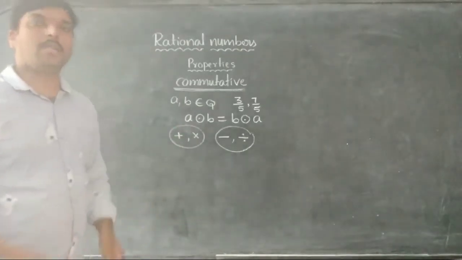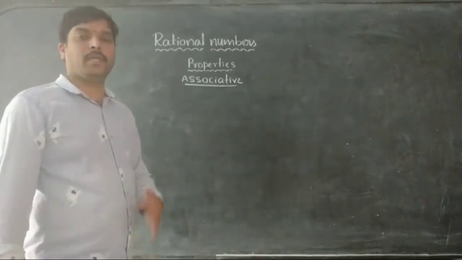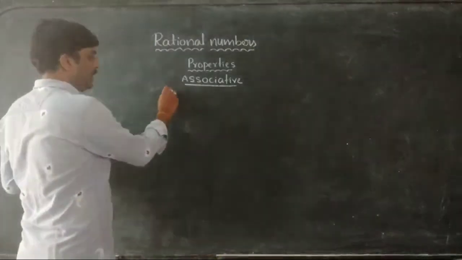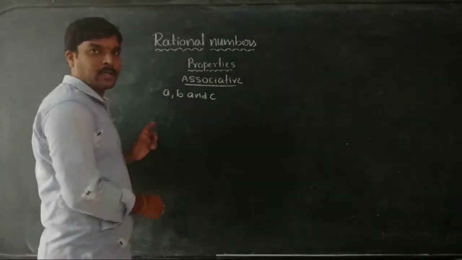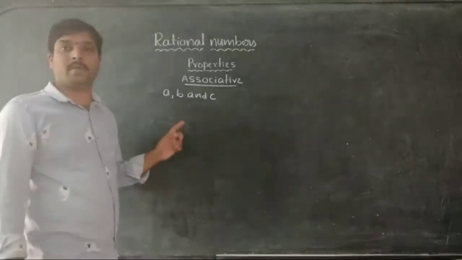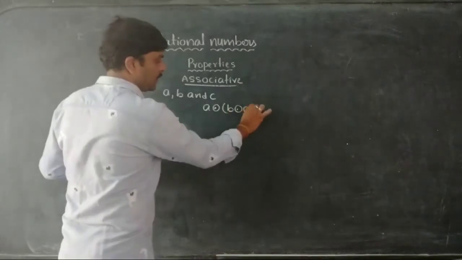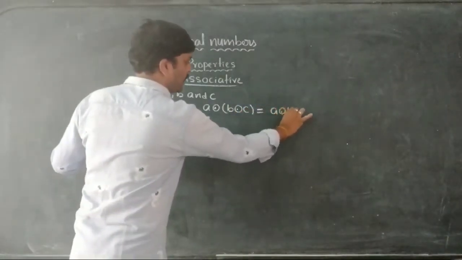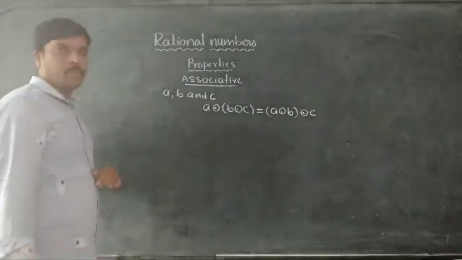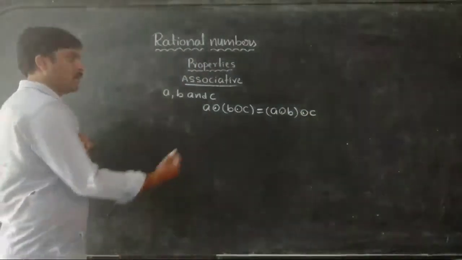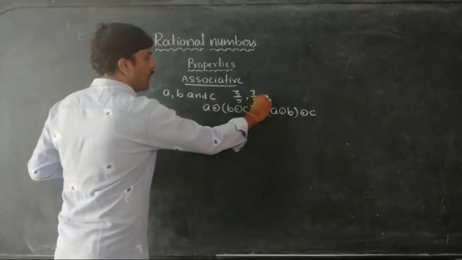Next, associative property. When we write the associative property, we need three rational numbers. Let us take a, b and c, or any three rational numbers. Then a circle (b circle c) is equal to (a circle b) circle c. This is the associative property. Now we have to take any three rational numbers. Let us take, for suppose, 3 by 5, 7 by 5 and 9 by 5.